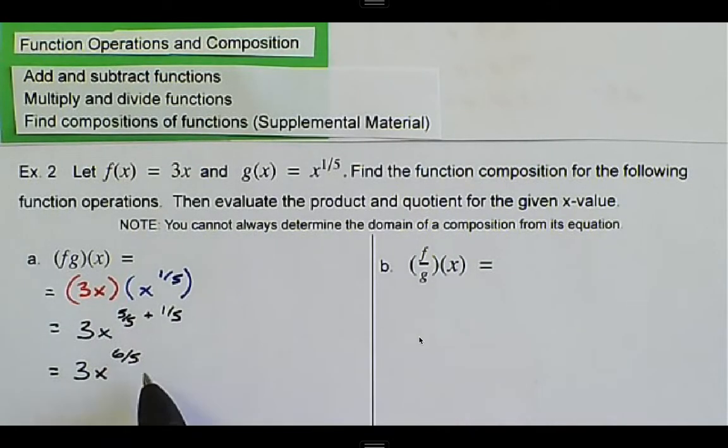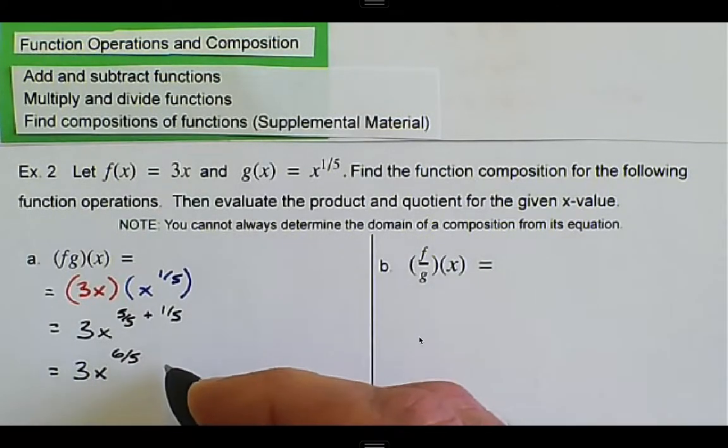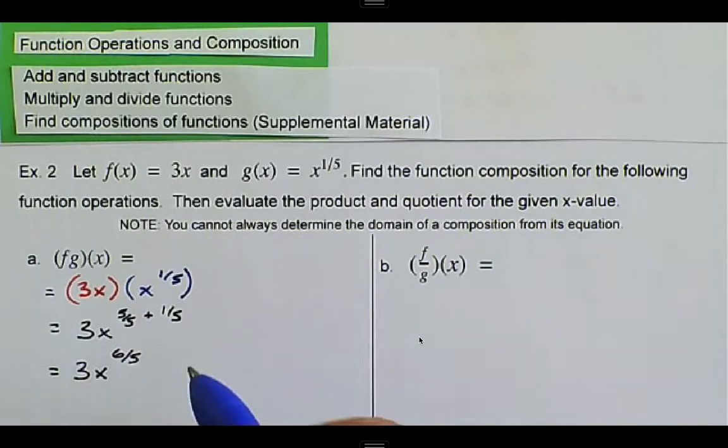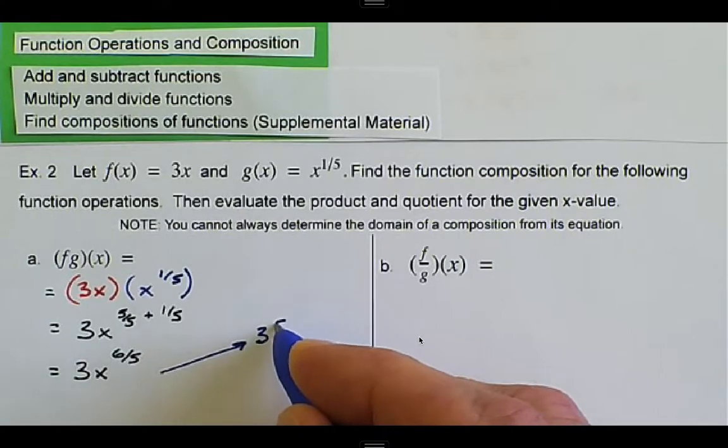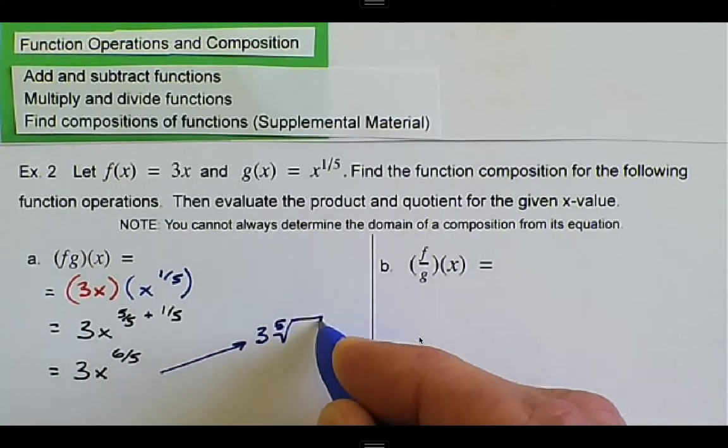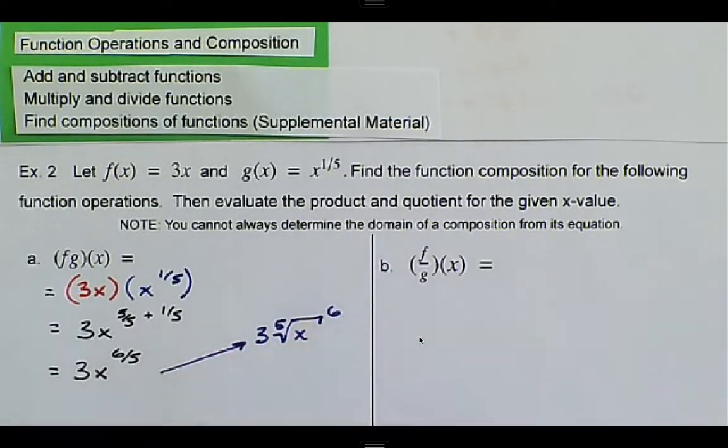Now, we have to pay attention here because we have a fifth root. So whenever we have a radical, we have to decide if that limits our domain or not. So another way that we can write this is as 3 times the fifth root of x to the 6th. Now, because this is an odd integer, this does not limit what happens underneath the radical. We can have negative values under the radical, so that's fine.